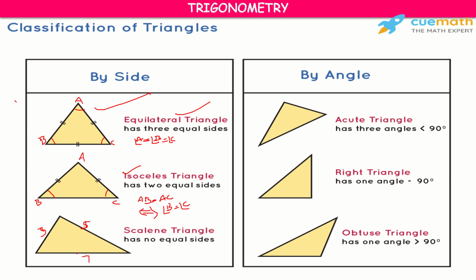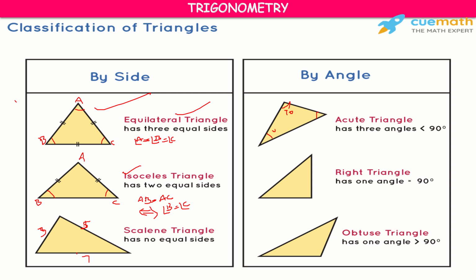But coming to angles, right? In terms of the angle property, an acute angle triangle means all the angles are less than 90 degrees. Observe carefully. Here each angle is less than 90 degrees. Less than 90 degrees means it may be 70 degrees.